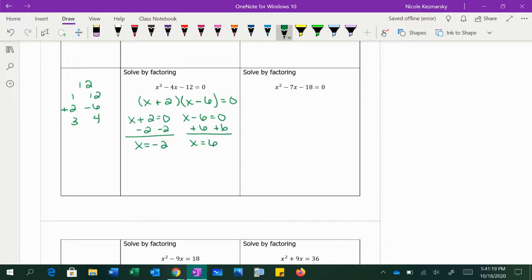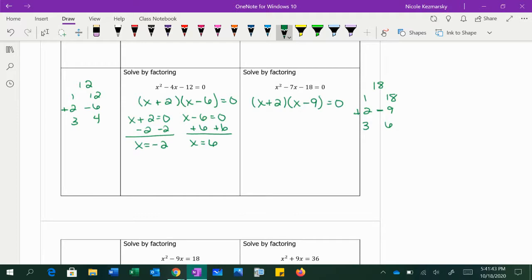Same thing for the next one. I'm going to go ahead and do a factor pair for 18. So 1 and 18, 2 and 9, 3 and 6. I need to get a -7, so -9 plus 2. So we'll do x plus 2 and x minus 9.